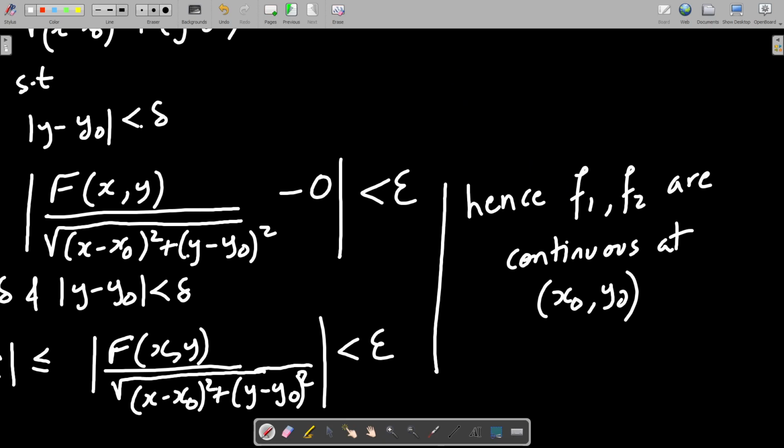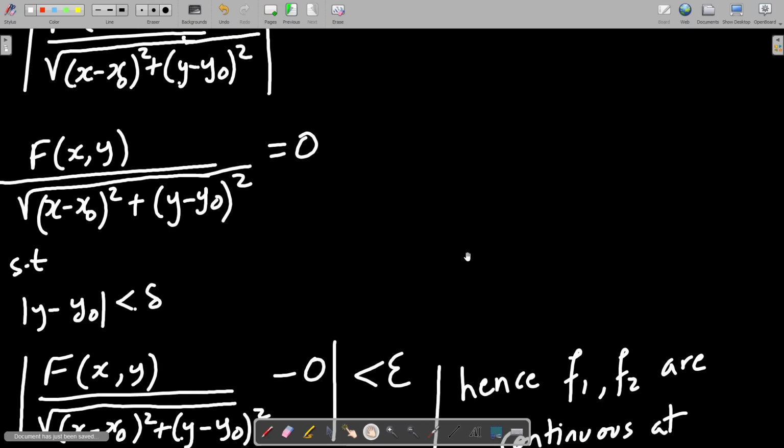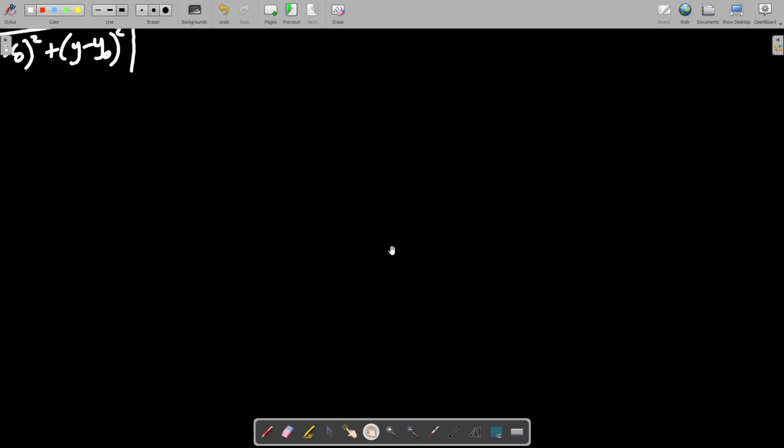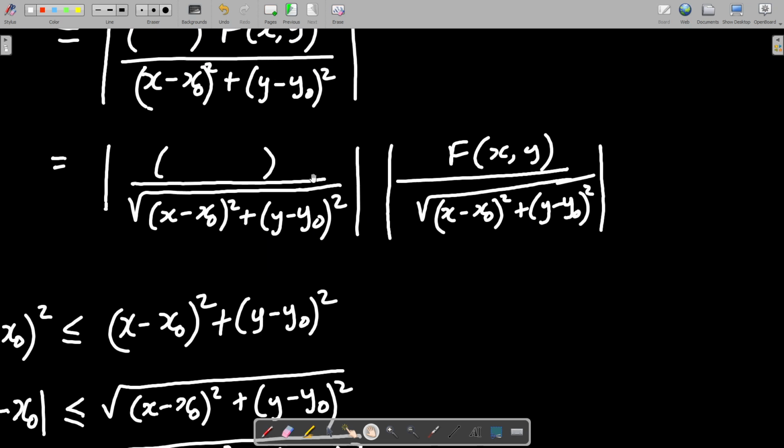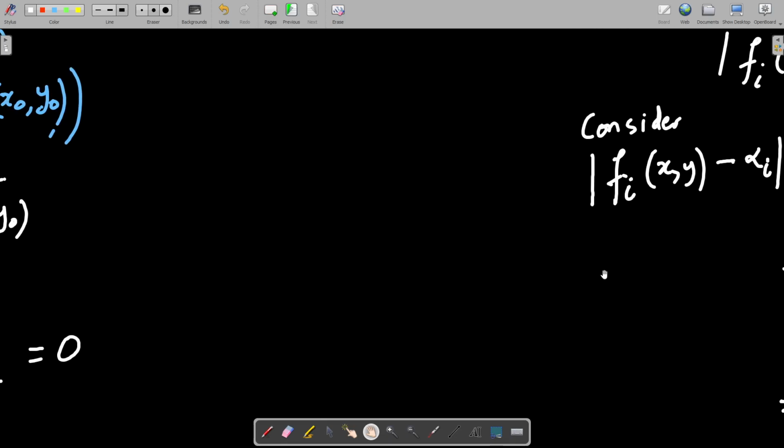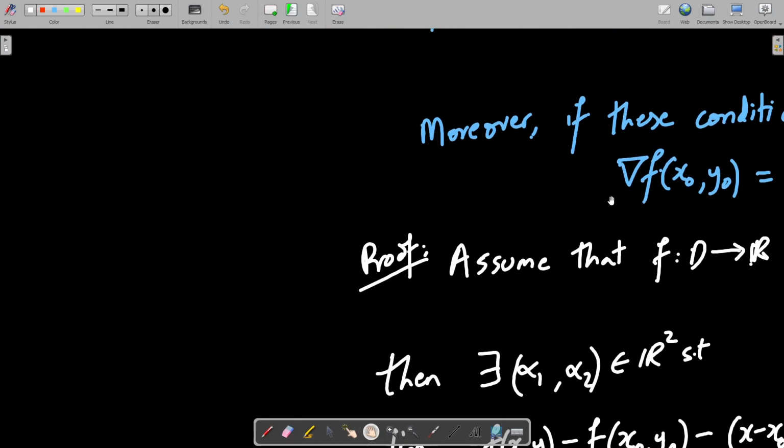So now we have to prove the converse part of the proof. Let us start with the converse. I'll write the converse on the other side because this side of the page is over. Conversely, I have to assume that there are two continuous functions f1 and f2 which satisfy the condition, and I have to show that f is differentiable.